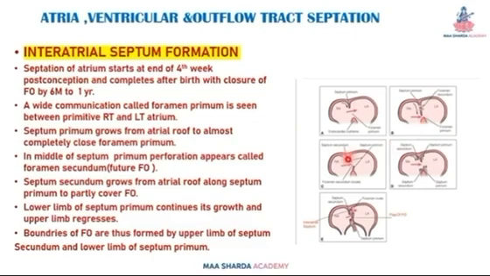In the middle of septum primum, a perforation appears called foramen secundum. Septum secundum grows from the atrial roof along septum primum to partly cover the foramen ovale. The lower limb of septum primum continues its growth and the upper limb regresses. Boundaries of the foramen ovale are now formed by the upper limb of septum secundum and the lower limb of septum primum.